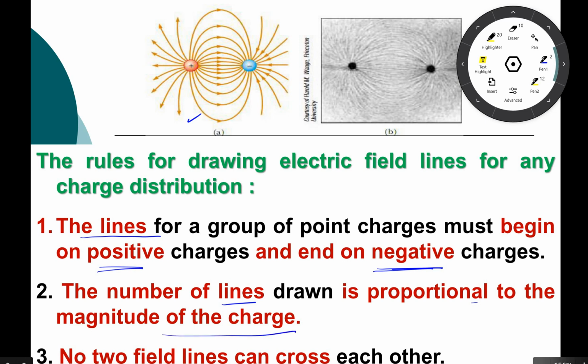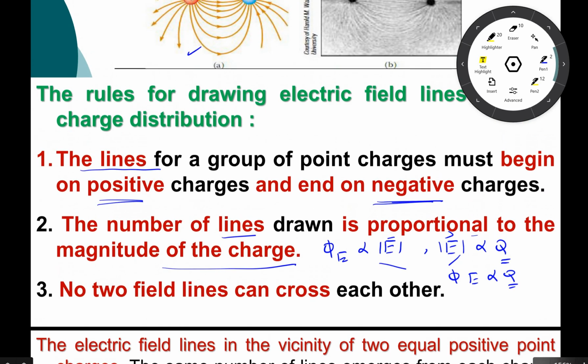So we said before that the number of lines is proportional to the magnitude of the field, but also the magnitude of the field is proportional to the charge which produces that field. So from these two laws, one can conclude that the number of the field lines is also proportional to the magnitude of the charge.